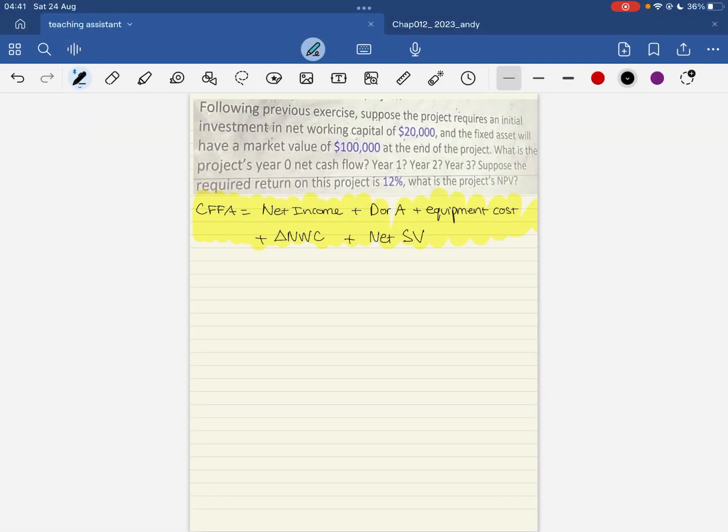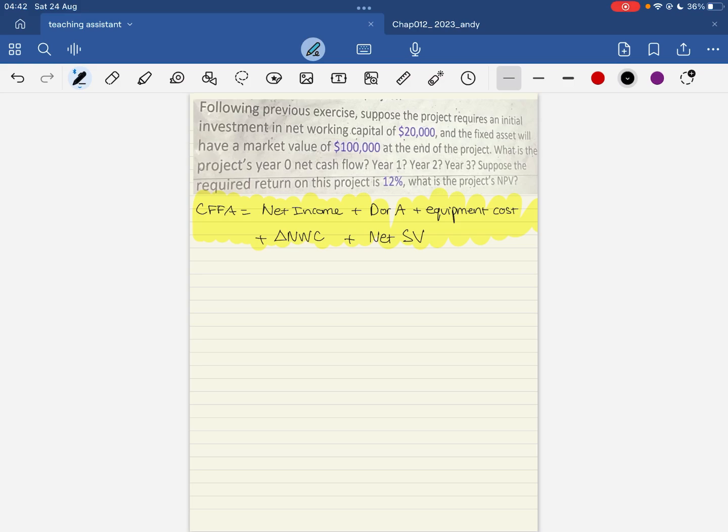Following previous exercise, suppose the project requires an initial investment in net working capital of $20,000, and the fixed asset will have a market value of $100,000 at the end of the project. What is the project year 0 net cash flow? Year 1, year 2, year 3. Suppose the required return on this project is 12%. What is the project's NPV?